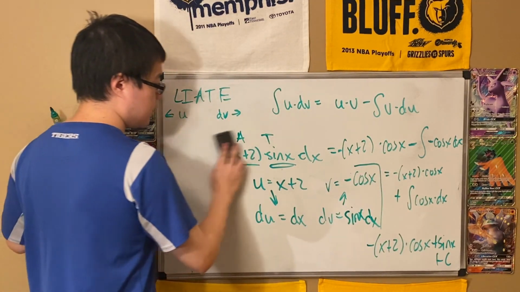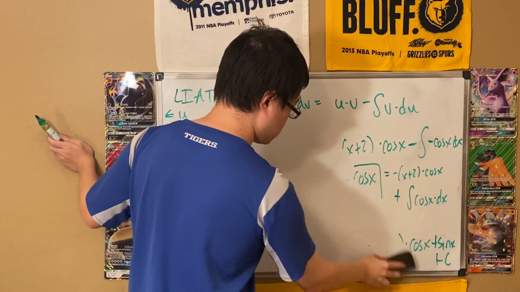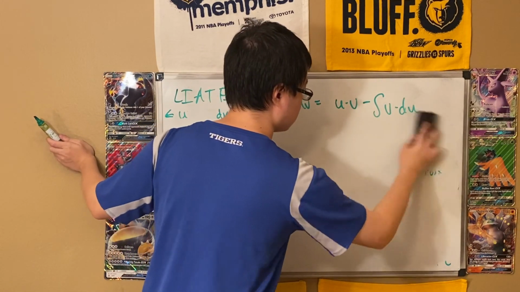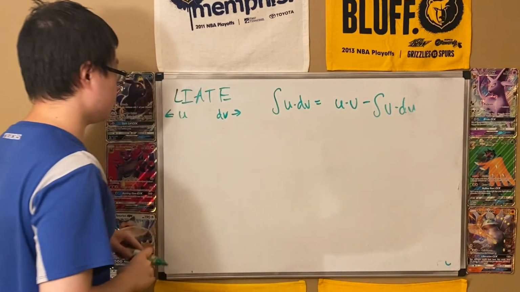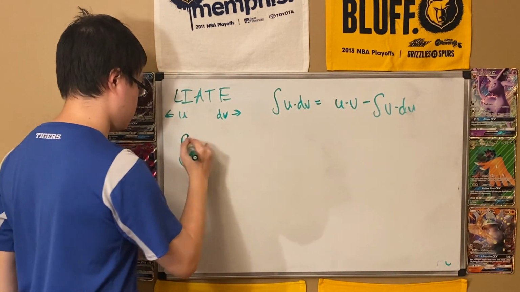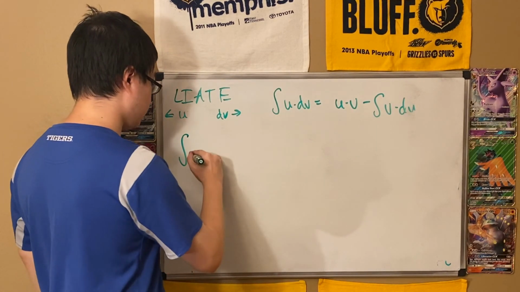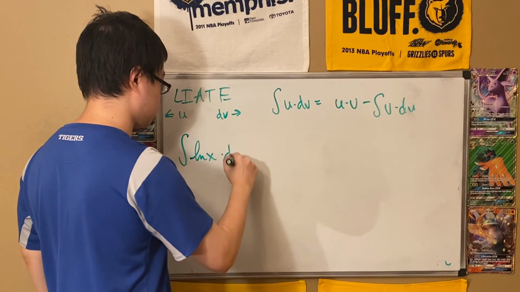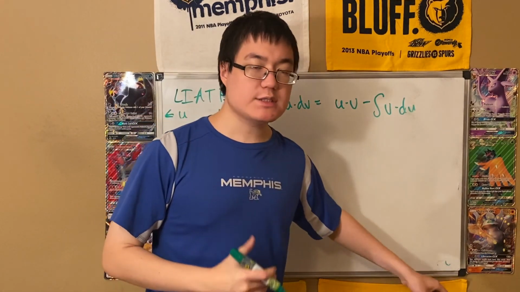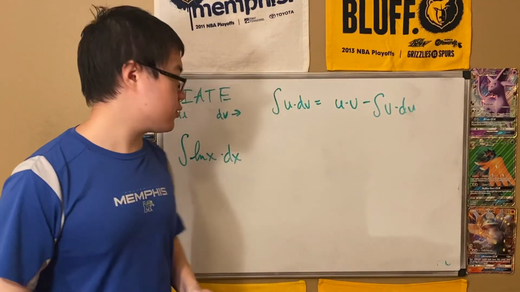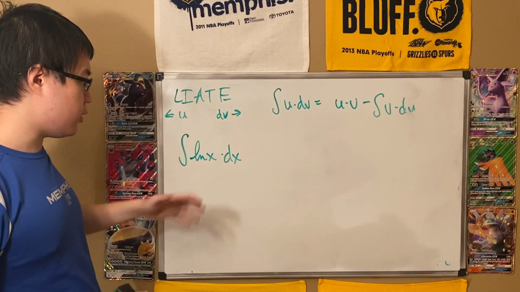So let's do another one. So I'm going to erase this. I'm going to erase this now. So let's do something like the integral. Let's say, what do we got? Let's take ln x times dx. So integration by parts allows us to do a few famous integrals like ln of x. So we're going to do that here.